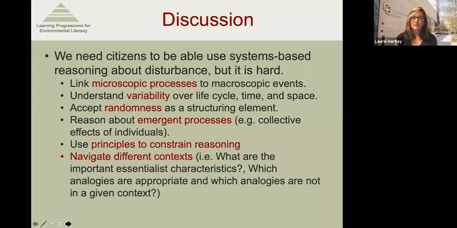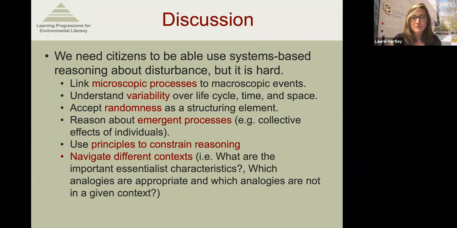We want them to accept that randomness could be a structuring element, like not everything has a reason. So getting away from this teleological way of reasoning. We want them to be able to reason about emergent processes. So collective effects of individuals can have big scale effects. We want them to use principles to constrain their reasoning. For example, the laws of thermodynamics.